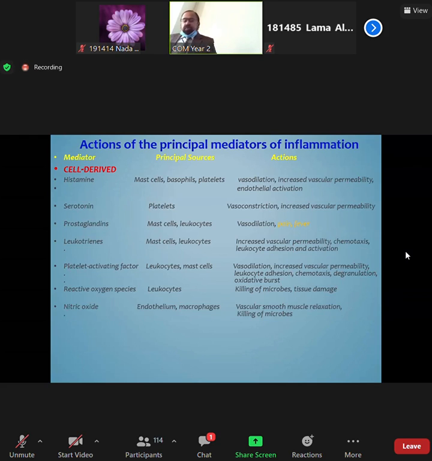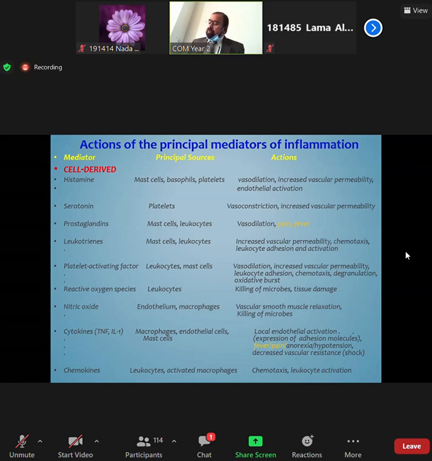Then we have nitric oxide, which is secreted by endothelial cells and macrophages. The function is vascular smooth muscle relaxation and killing of the bacteria. This nitric oxide comes from arginine, and you need the enzyme inducible nitric oxide synthase. It joins with superoxide and forms peroxynitrite, which is also a very strong killer of bacteria. This is all in your last lecture.